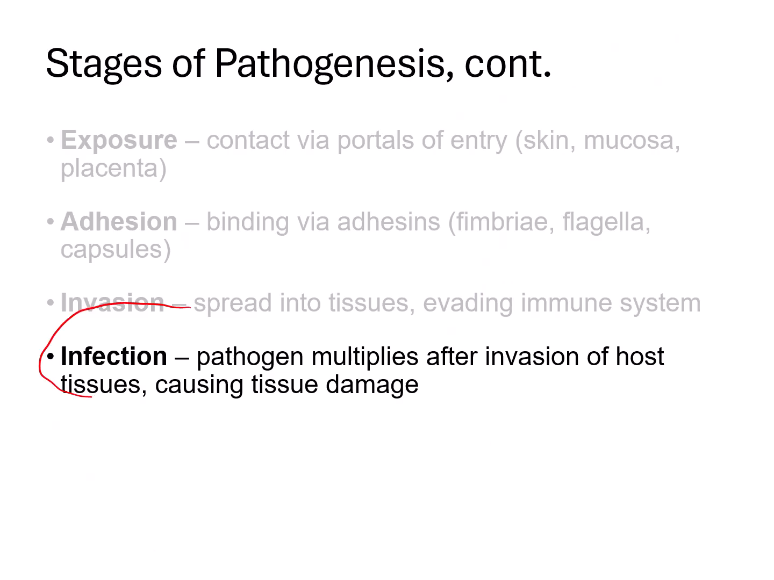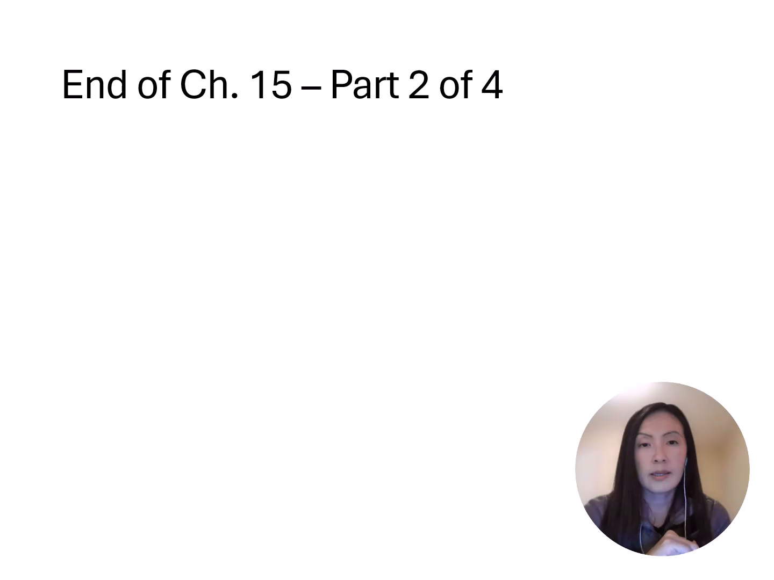So finally, after invasion, pathogens can multiply and cause tissue damage. And this growth and multiplication of the pathogen is known as infection, our last stage of pathogenesis. And that takes us to the end of our second video. We're going to pause there. And in the next video, we're going to start with infections again and talk about the different types of infections.